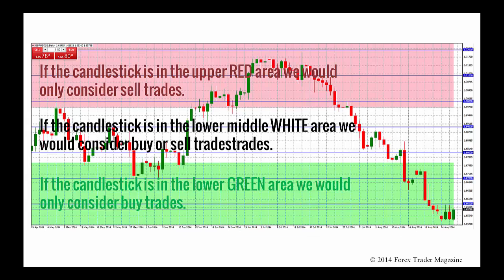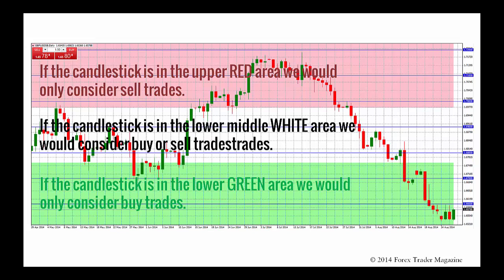So this is what I see when I look at my trading screen. It's divided into three areas. An upper area which I'm calling red, a middle area which is white, and a lower area which is green. Now, if the price was as it is now within that green area, so the far right candlestick is in the green area, then I would only consider a buy trade.